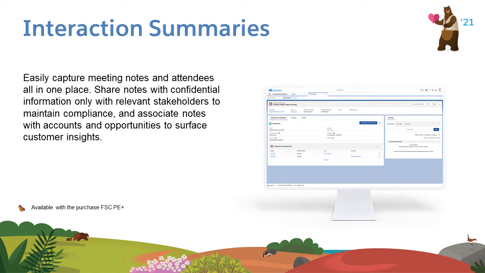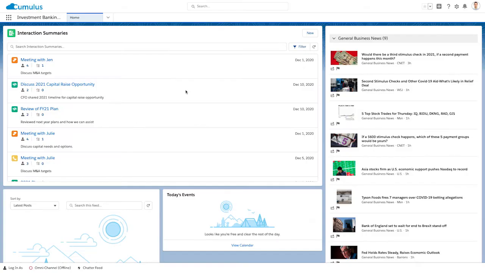Now let's see interaction summaries in action. Let's say I'm an investment banker logging into Financial Services Cloud. On my homepage, I can see all my recent interaction summaries across my accounts. As I plan for my day ahead, I can easily review the summaries that have open activities and also get a quick reminder of the meeting notes.